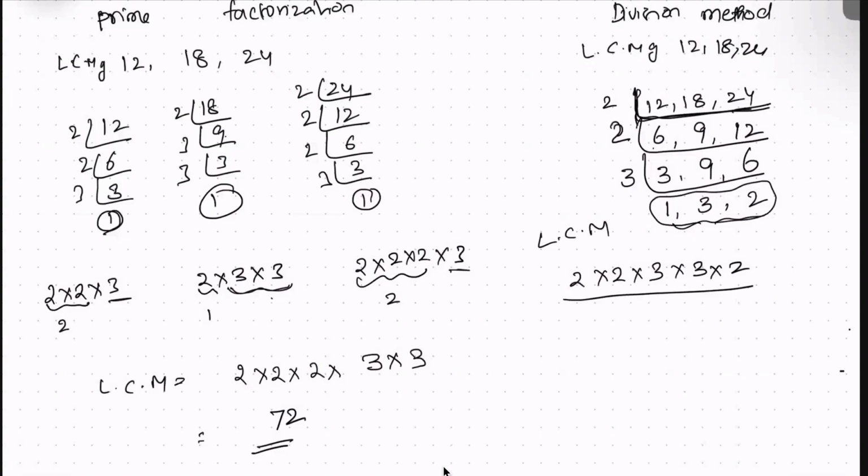So let us compare the LCM value from these two methods. In the prime factorization, the 2 was present 3 times. In the division method also, 1, 2, 3. That was equal. And the 3 is present 2 times. So the LCM, whether you did it using the prime factorization or division method, they both are equal. So the answer would be 72.